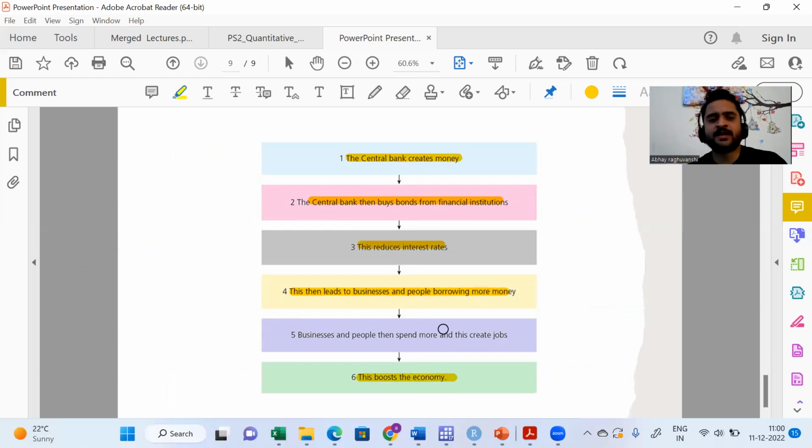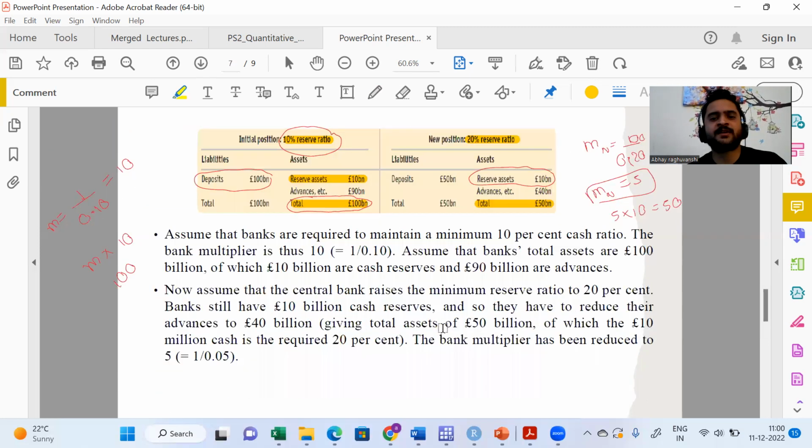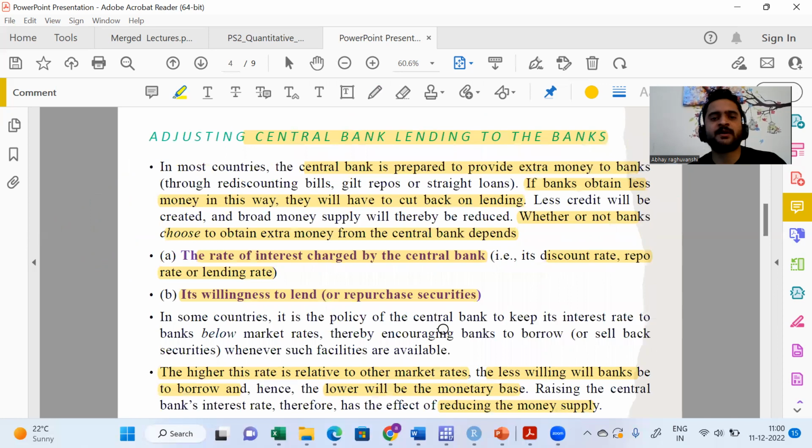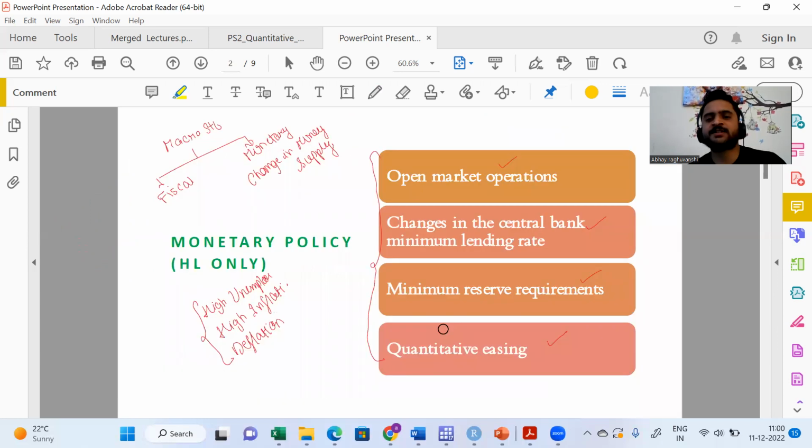Okay, so this is a quick brief discussion about monetary policy and the tools which are available in the hands of the central bank, with which we have discussed open market operations, change in the central bank's minimum lending rate, the minimum reserve requirement, and quantitative easing.